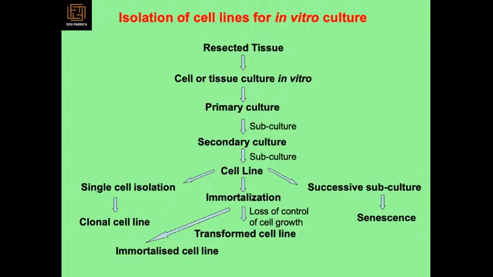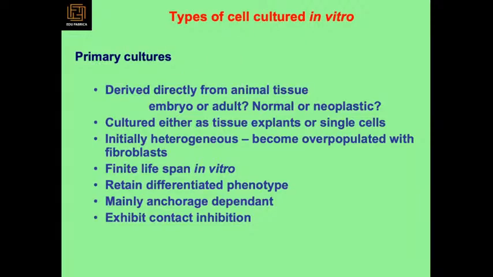How can you isolate cell lines for in vitro culture? First, you resect your tissue. Then you get the cell or tissue culture in vitro, make a primary culture, then a secondary subculture, then make cell lines. They can go for single cell isolation, immortalization, or successive subcultures. With single cell isolation, they can go for a clonal cell line. In the case of immortalization, you can make immortalized cell lines by transforming your cell line. Otherwise, they go into senescence after a long time.